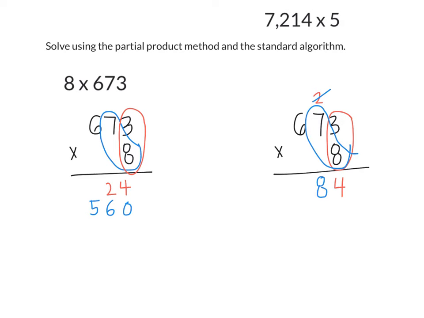So 56 tens, but if I add 2 more tens, how many tens do I have? 58 tens. So I will record the 8. And what do I do with the 50? 50 tens is the same as 500. So I'm going to write a little 5 to show that I have 5 extra hundreds that I have to add later. Now I'm working in the hundreds.